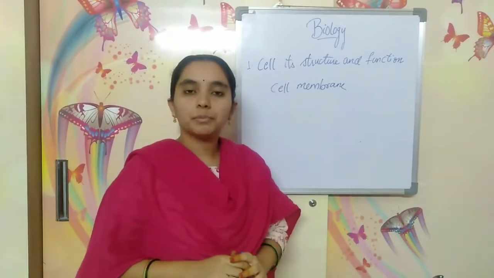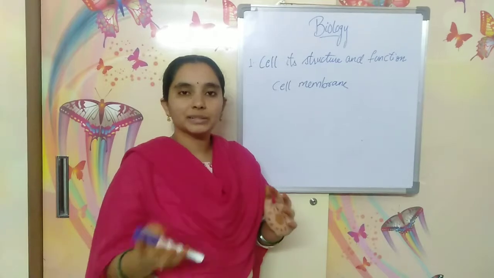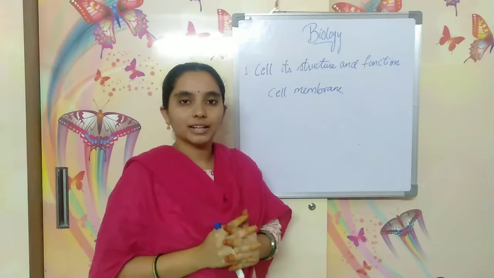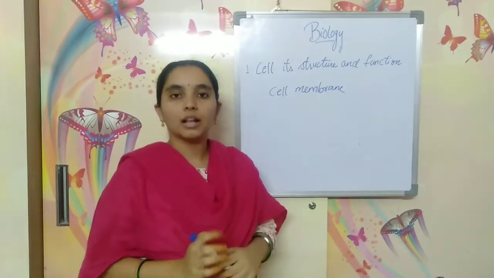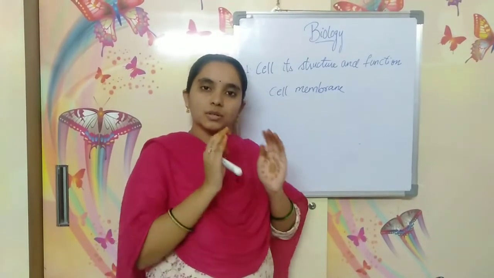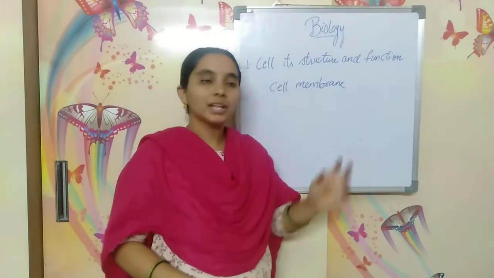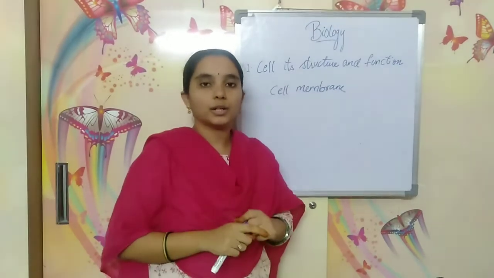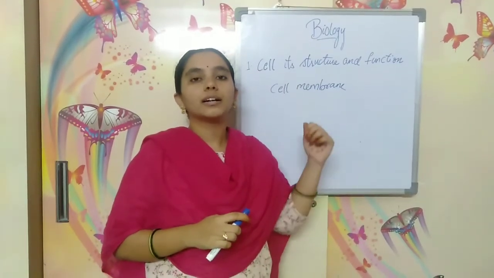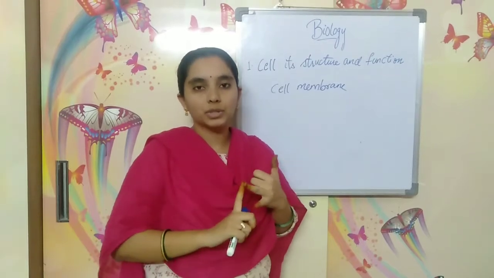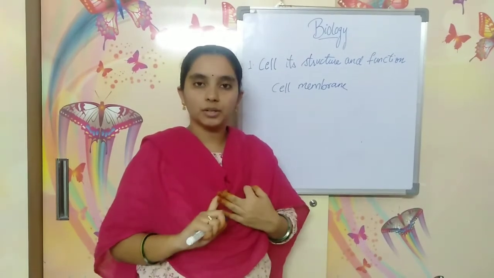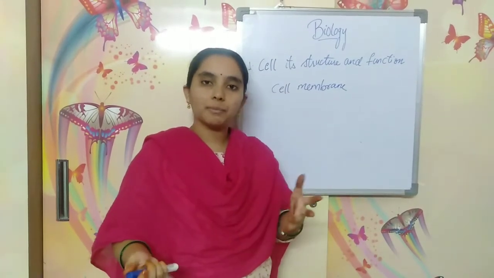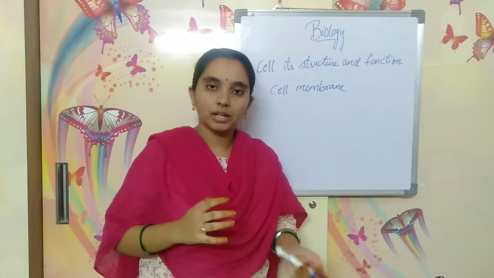cell. Because you already know cytoplasm is present in the cell. Cytoplasm is the watery, fluid, jelly-like substance that is present in the cell. To protect the cytoplasm, cell membrane is present as the outer covering of the cytoplasm. It gives size and shape to the cell and also protects the cytoplasm. It also protects the animal cell and the plant cell from the external environment.